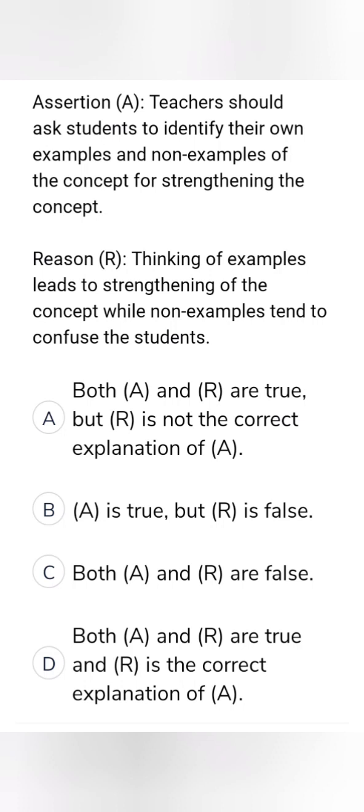Next question is, assertion A. Teachers should ask students to identify their own examples and non-examples of the concept for strengthening the concept. Reason R. Thinking of examples leads to strengthening of the concept while non-examples tend to confuse the students. Option number A. Both A and R are true but R is not the correct explanation of A. B. A is true but R is false. C. Both A and R are false. D. Both A and R are true but R is the correct explanation of A. Option number B is right.